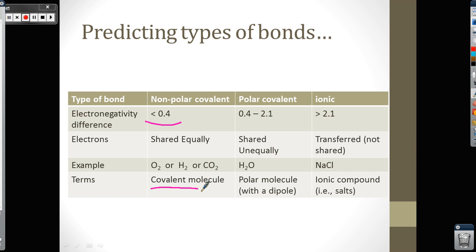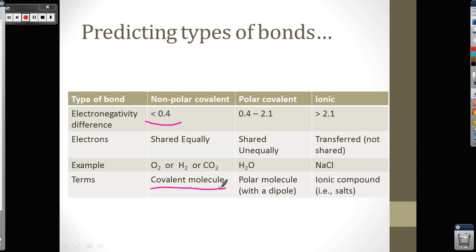And the term for this is they're going to create a molecule when they bond together, and it's going to be a covalent molecule, which means that it's not going to have any overall positive or negative areas or charges in it. Examples of this are elemental oxygen. So a molecule of oxygen is a covalent molecule, or a molecule of hydrogen is a covalent molecule. Carbon dioxide is also a covalent molecule, but that's more because of geometry than anything else.